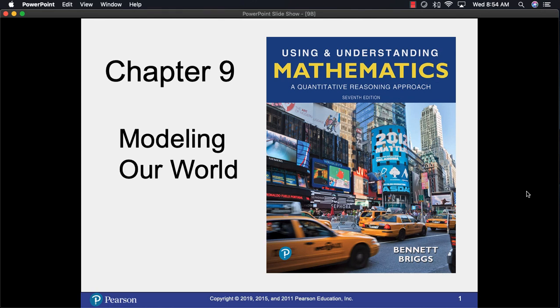Chapter 9, Modeling Our World. Now, this chapter takes some of the concepts we've learned this semester, but also some concepts you may have learned from previous math courses, and shows you how you can use mathematics to model our world, basically describe your world through mathematics. As you've seen, most of our class involves finances. And so this next section will also help us use mathematical modeling to help us in our financial decisions.